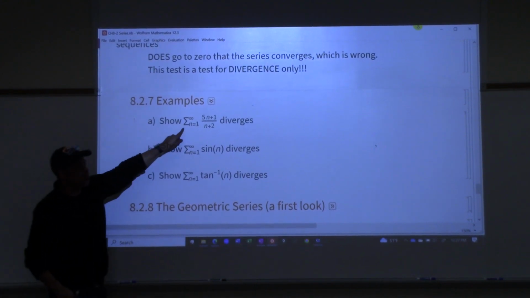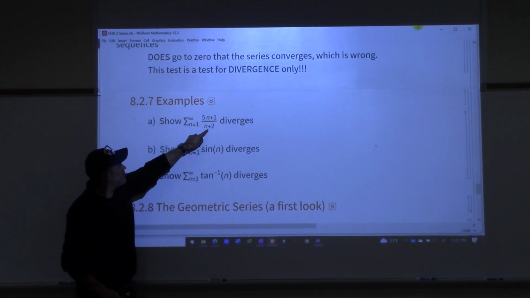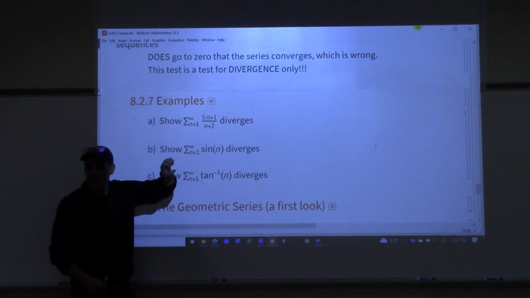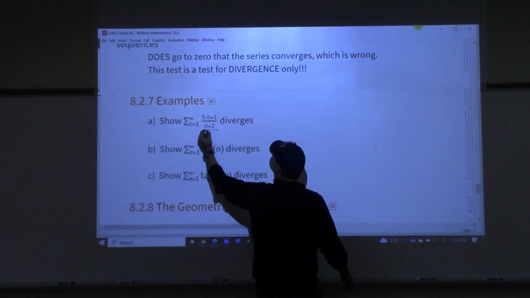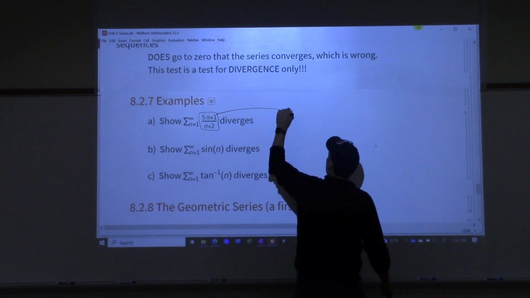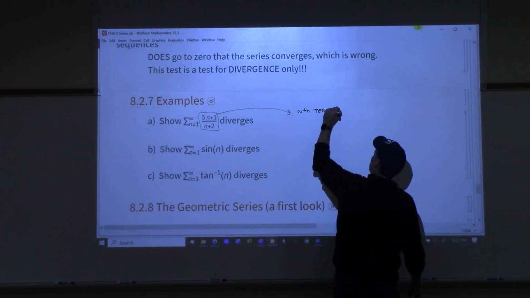All right, this is a series, the sum from n equals 1 to infinity. Here's the sequence that I'm adding up, all those little pieces together. What I'm going to do is take just this first. I'm going to do the nth term test. I'm letting you know that.